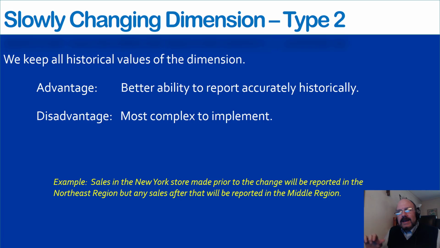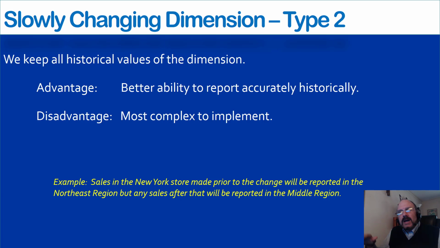You say, okay, from the beginning of time to this date, this store was in the Northeast region, and then you have an end date, and it's no longer the active value. And from this date forward, it's now in the mid region. And if it changes again and moves to the south region or whatever, you can end date that one and move it to the next one and keep moving.